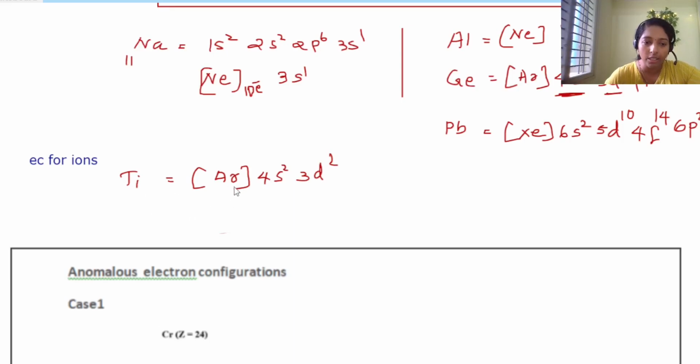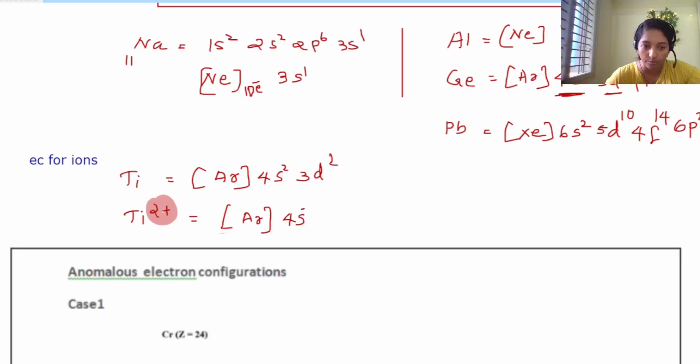Okay, so titanium is this one. Then what about titanium 2 plus? Titanium 2 plus means it's a cation. What is a cation? How are cations formed? By giving electrons. As we said, donation is a positive thing. So electrons are donated. How many electrons are donated? 2 electrons are donated. So how do I write the cation's electronic configuration?